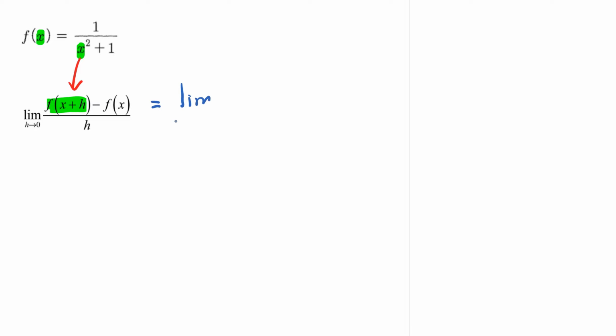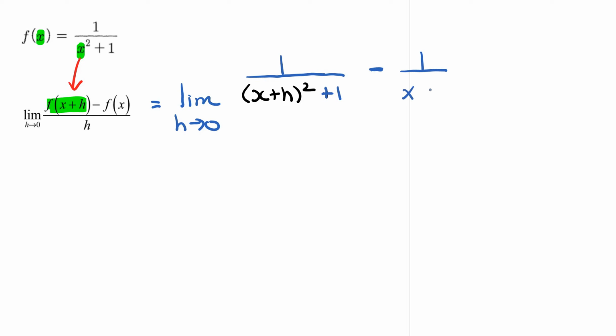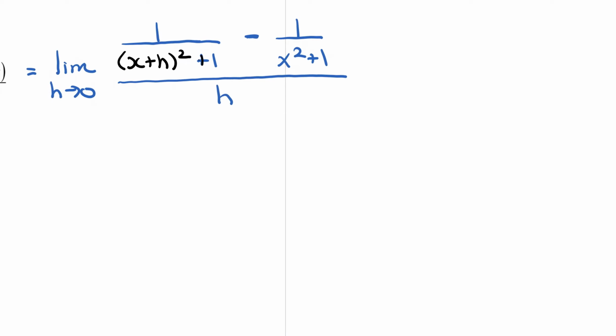So this is the limit as h goes to 0 of 1 over, so x squared will be replaced with x plus h, so x plus h all squared, and then plus 1. And then minus the original function, which is 1 over x squared plus 1, and then we divide that by the h. Okay, so this is the problem that we're dealing with now.